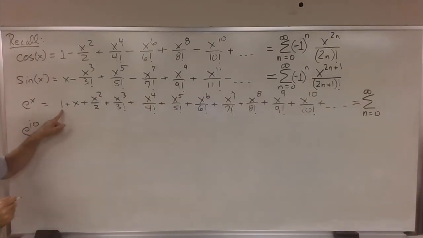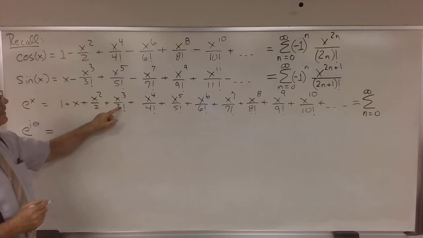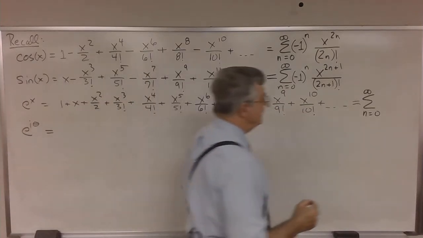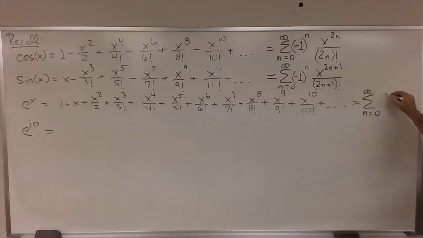But when n is 0, I have x to the 0 over 0 factorial. When n is 1, I have x to the 1 over 1 factorial. When n is 2, I have x to the 2 over 2 factorial. When n is 3, I have x to the 3rd over 3 factorial. Okay, I'm convinced that this is x to the n over n factorial. And again, let's check it out.